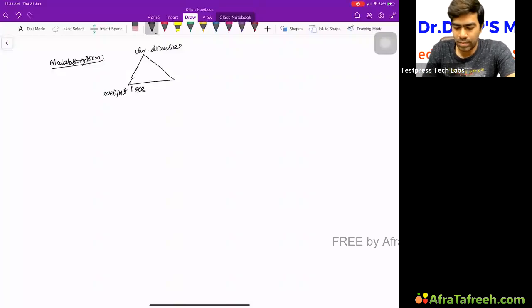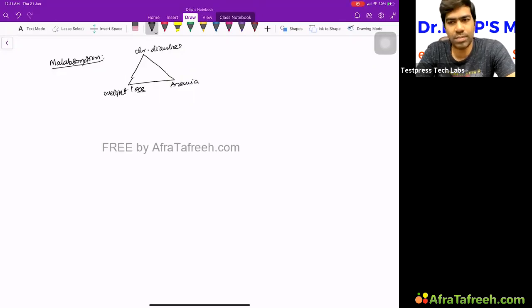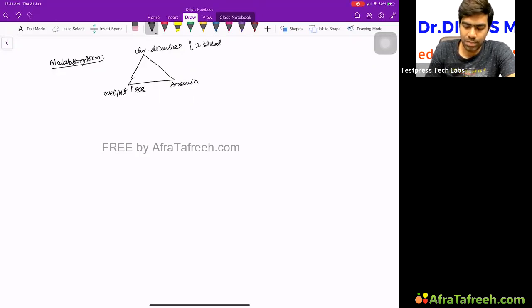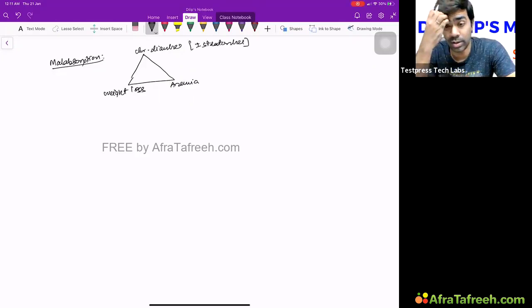And of course, they will come with anemia because of B12 deficiency, iron deficiency. A lot of micronutrient deficiency will happen. With chronic diarrhea they might have steatorrhea, especially if they cannot absorb fat properly. So this is a classic triad, even though seen in less than 20% of patients. Any classic triad in medicine will be seen in less than 20% of patients, but nevertheless, this is the classic triad of malabsorption given in any standard textbook.